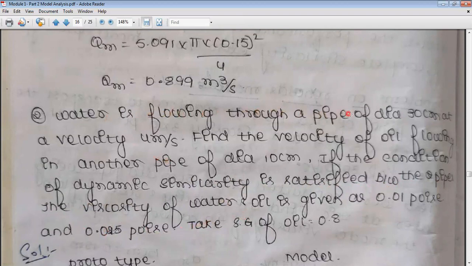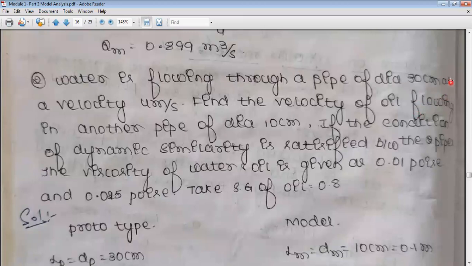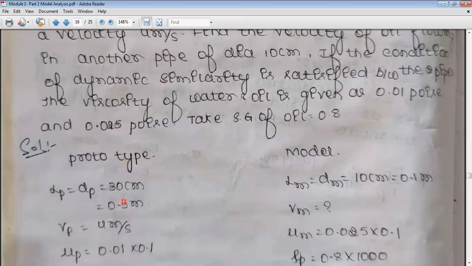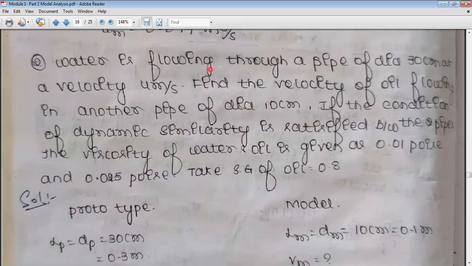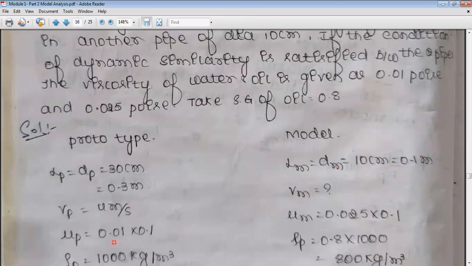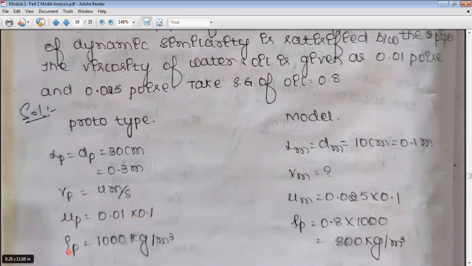Here water is flowing through a pipe of diameter 30 centimeter, which means the higher number always indicates the prototype, the lower number always indicates the model. So the diameter of the prototype is 30 centimeter, that is 0.3 meter. Velocity of the prototype Vp is equal to 4 meter per second. He has also given the viscosity of water and oil. In the prototype you are using the water, in the model you are using the oil, therefore mu p is equal to 0.01 poise, 0.01 into 0.1. Density of water, that is rho p, is 1000 kg per meter cube.